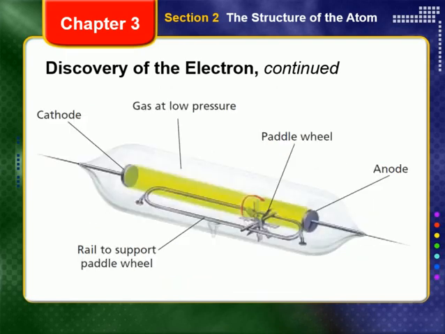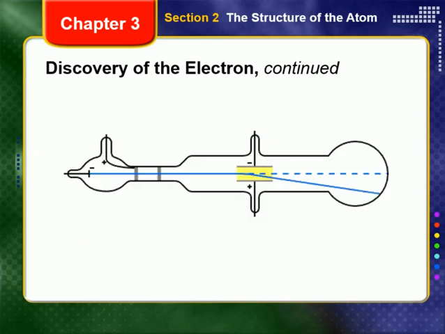2. A paddle wheel placed on rails between the electrodes rolled along the rails from the cathode toward the anode, as is shown on the screen here. These facts supported the existence of a cathode ray. Furthermore, the paddle wheel experiment showed that a cathode ray had sufficient mass to set the wheel in motion. Additional experiments provided more information. 3. Cathode rays were deflected by a magnetic field in the same manner as a wire carrying electric current, which was known to have a negative charge. 4. The rays were deflected away from a negatively charged object.